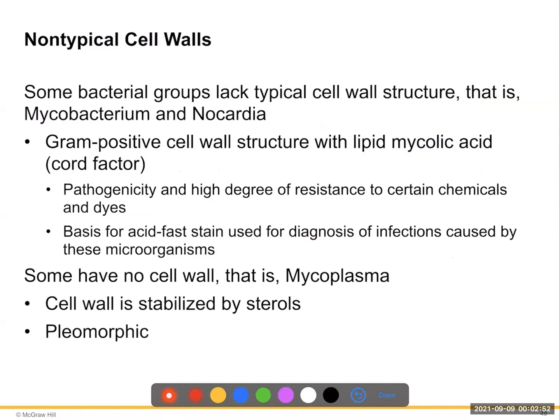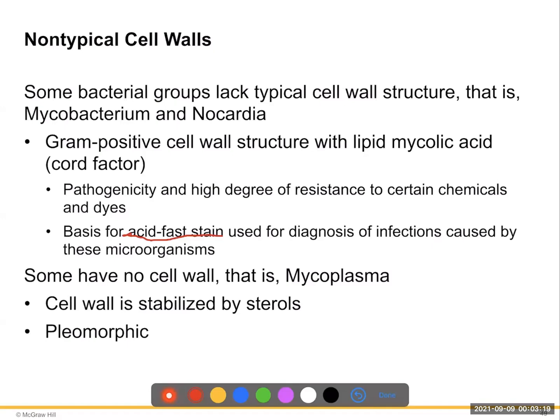Then you get some non-typical cell walls. They're not gram-positive or gram-negative. Some bacteria lack typical cell wall structure, such as Mycobacterium and Nocardia. They have gram-positive cell wall structures with the lipid mycolic acid, which is a cord factor. It contributes to pathogenicity and a high degree of resistance to certain chemicals and dyes. It's the basis for acid-fast staining, used for diagnosing infections caused by these types of microorganisms.